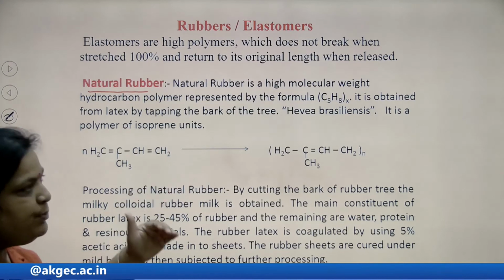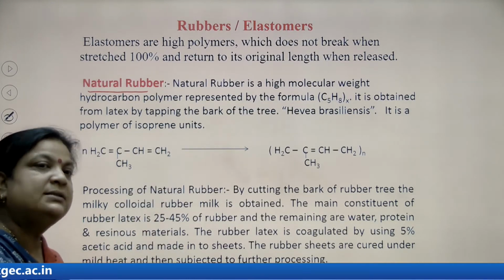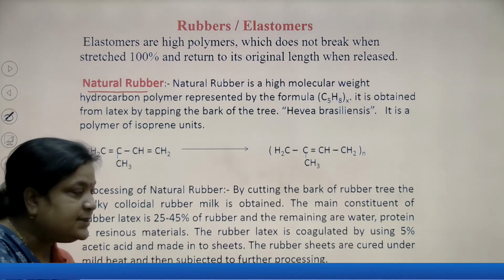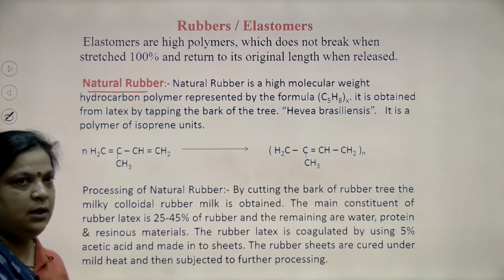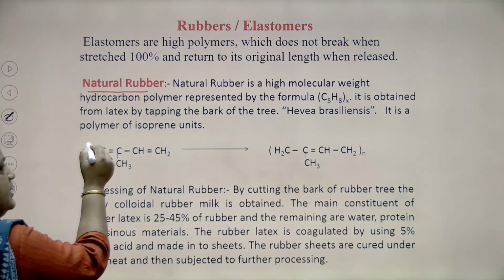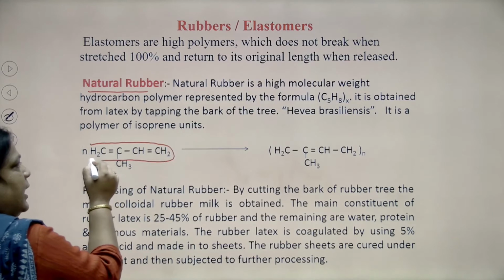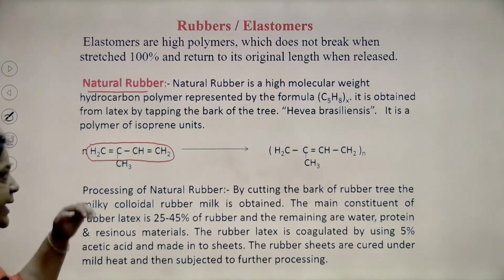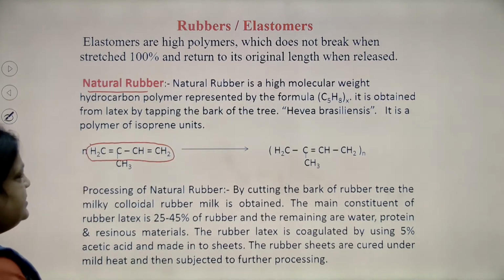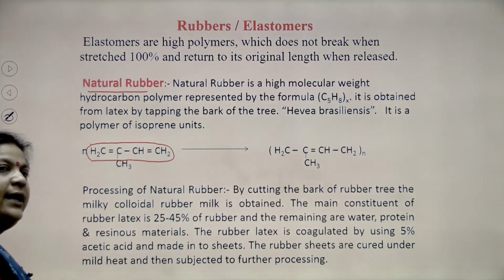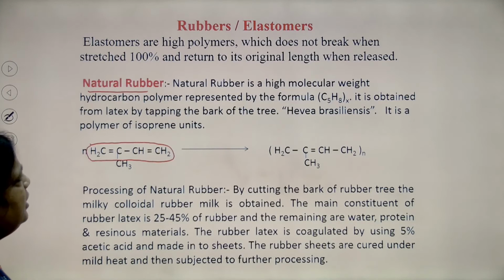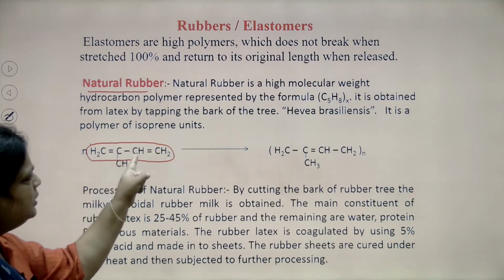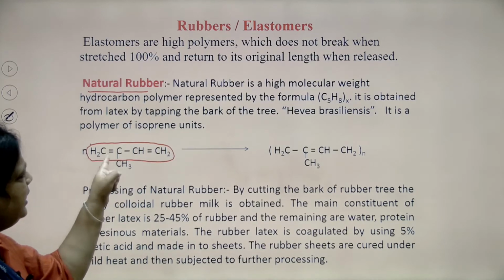Buna S, Buna N and Neoprene, all 3 are synthetic polymers, but the basic unit of rubber is this butadiene structure, and natural rubber is isoprene. Isoprene means at number 2 position there is a CH3 group. Natural rubber is a high molecular weight hydrocarbon polymer, and if we check the general formula, the total number of carbon is 5 and hydrogen is 8.